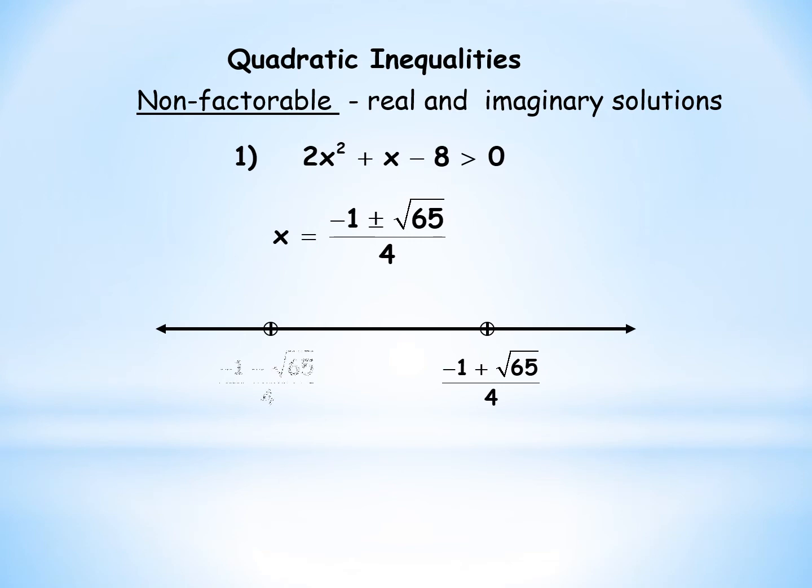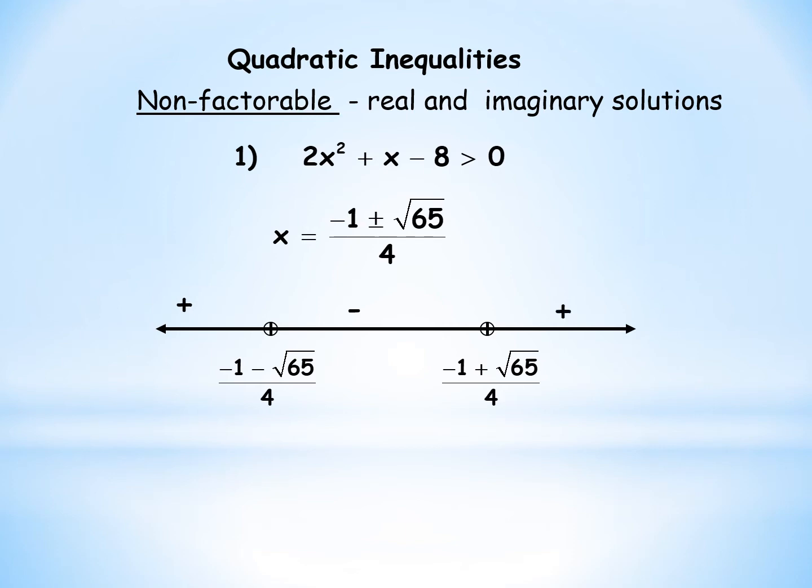Now, obviously, -1 minus the square root of 65 will be to the left of -1 plus the square root of 65. You're going to test intervals just like you did before. So if I put in -100 into my equation, the -100 squared would be a big positive number. So in this interval, it'll be positive. In this interval, it'll be negative. Again, 0 would be between these numbers. So if I plugged in 0, I'd get -8. And then it would be positive here.